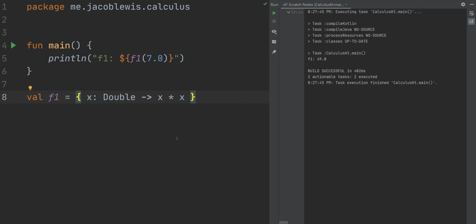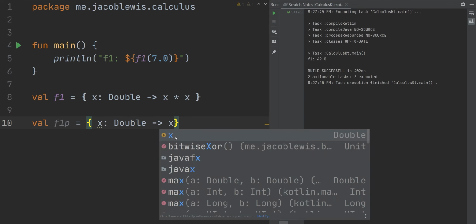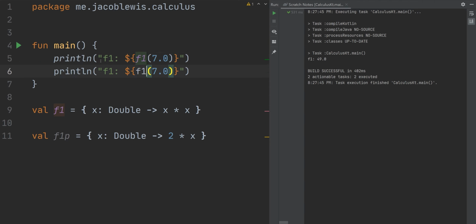Okay, let's manually derive this function. As a comparison later on, using the power rule, we find that this function's derivative is 2x. Testing this shows us the derivative of the function at point 7 should be 14.